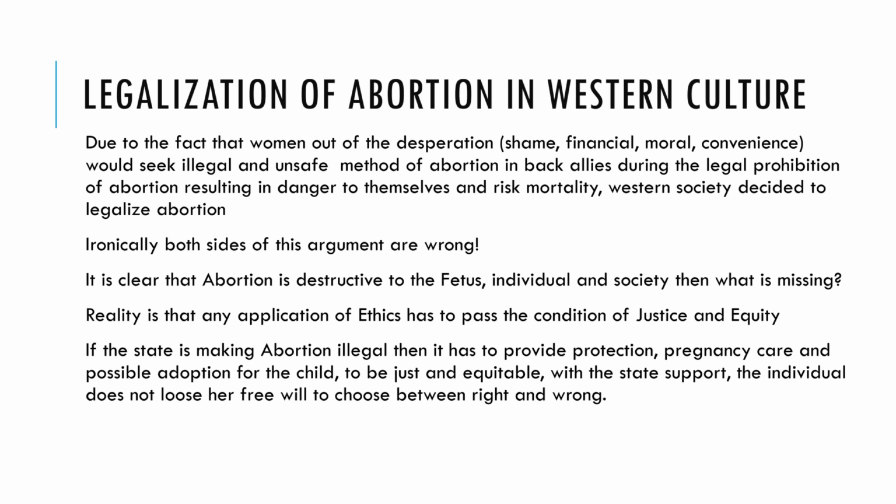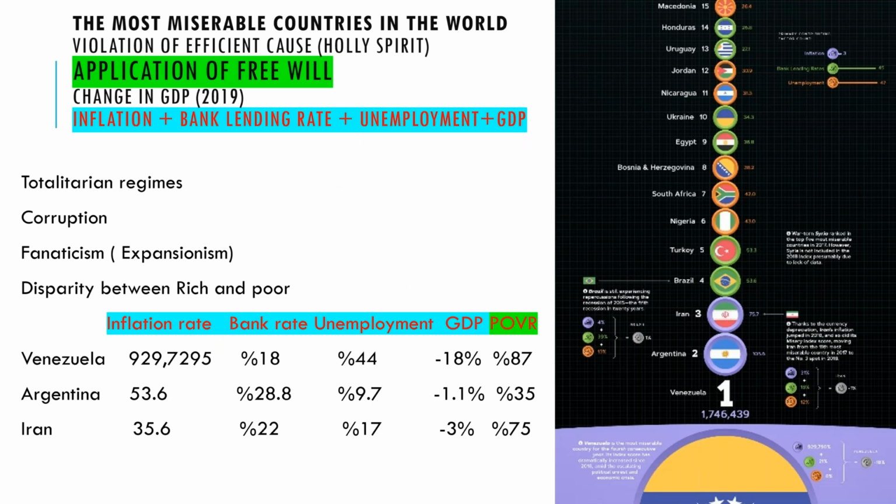With this state support, the individual does not lose her free will to choose between right or wrong. Now we see that we need to create a different method of applying these instructions to be in compliance with justice and equity. So now we want to examine the society.